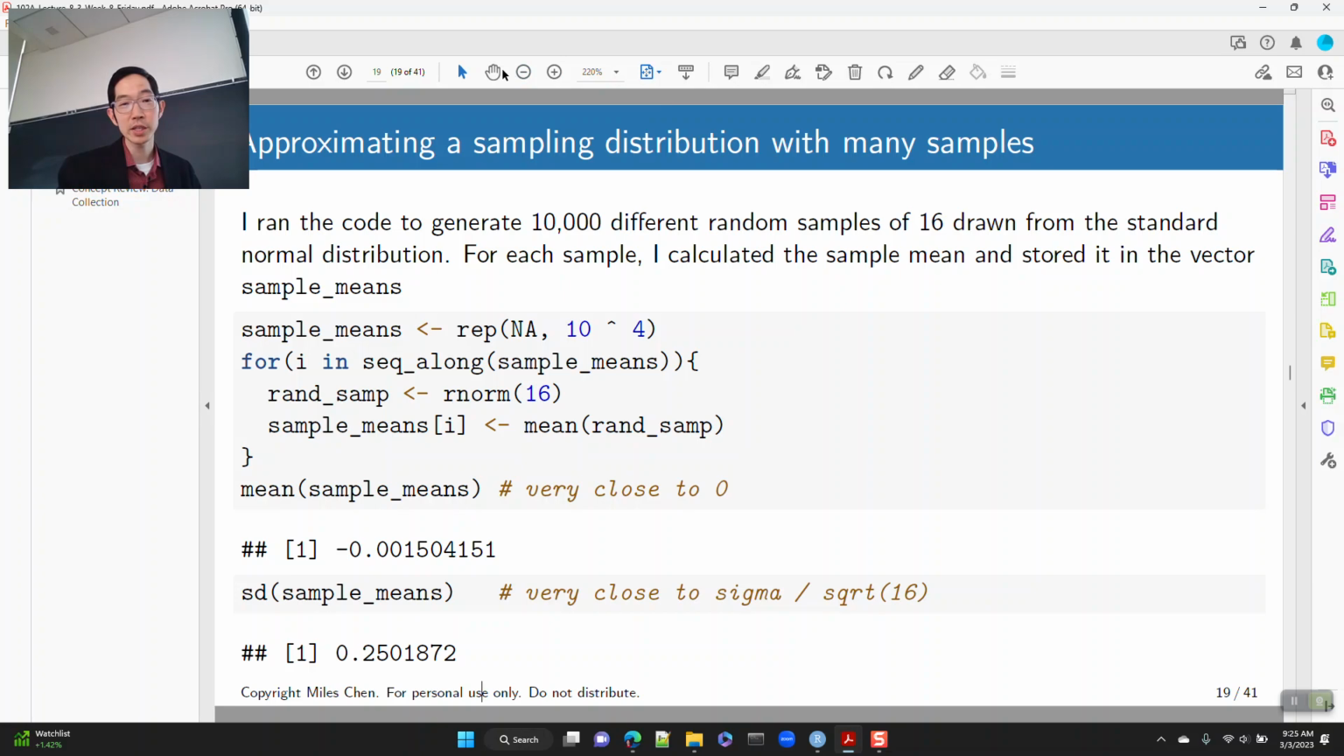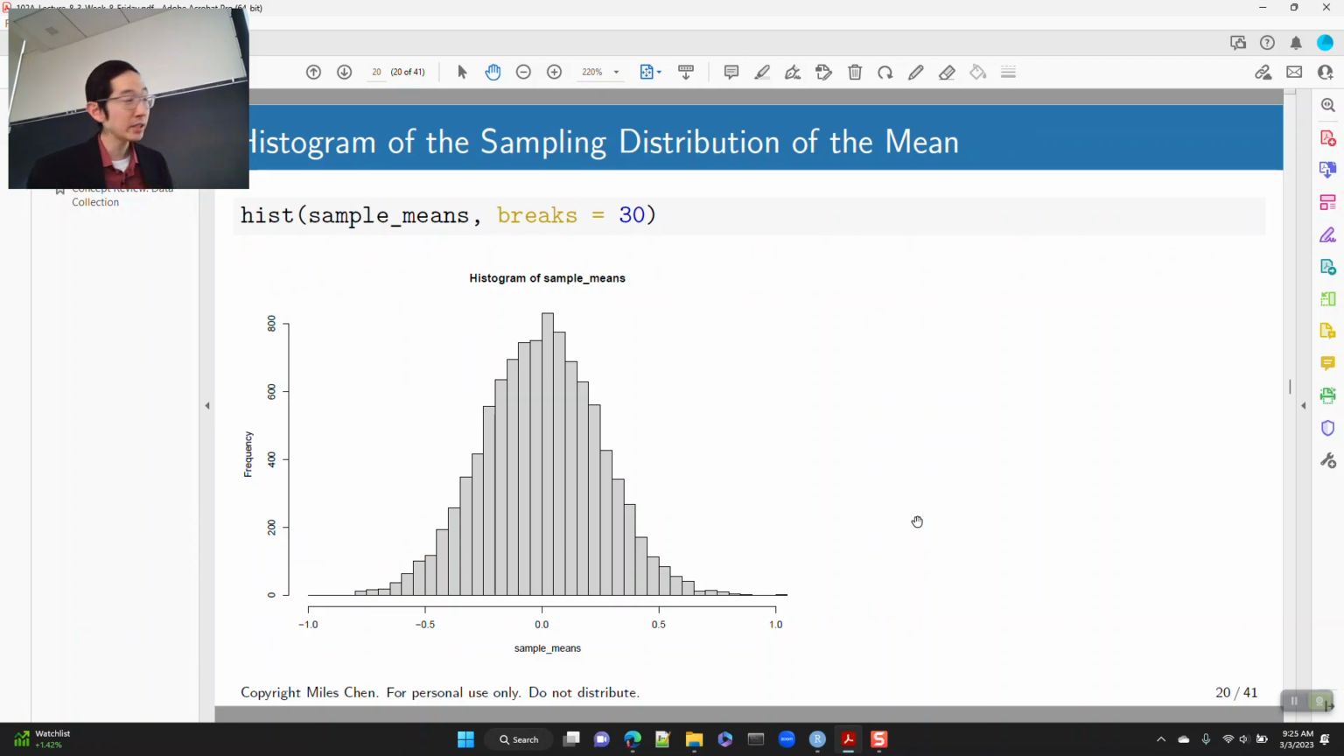I can create a histogram of the sample means. And indeed, I get something that looks a lot like the normal distribution. It's not perfectly so, just because I only have 10,000 of these things. If I were to draw a larger sample, by the law of large numbers, we'd get something that approaches the theoretical distribution more closely. But I'd say this is about as close as we'll get on a practical basis here. So here's a histogram showing all of the different sample means that I've drawn.